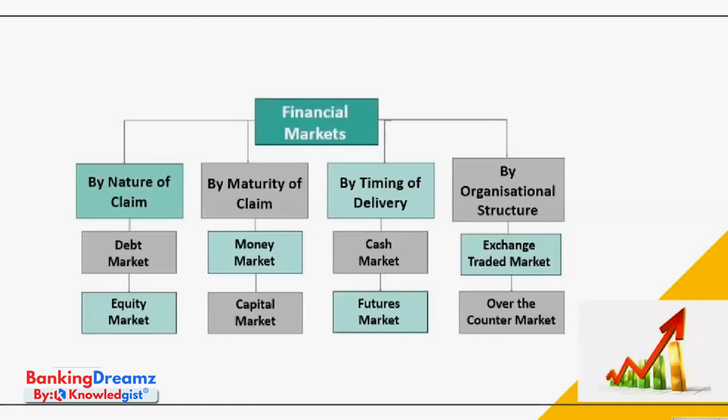What is the basic difference between a bond and share? If you have a share, you own a portion of the company. You become a partial owner of the company. When you buy a bond from the corporate or from the government, you essentially give a loan to the government or to the company. Is it clear to everyone? Then if we segregate the maturity of claim, it is money market and capital market. I told you up to 1 year money market, beyond 1 year capital market.